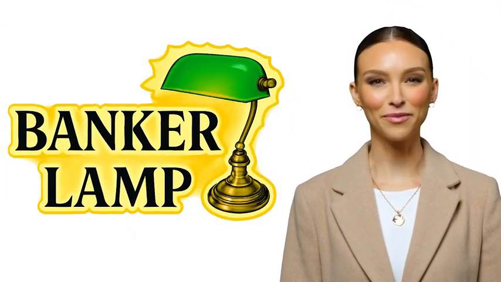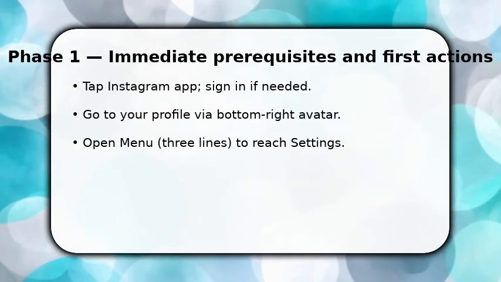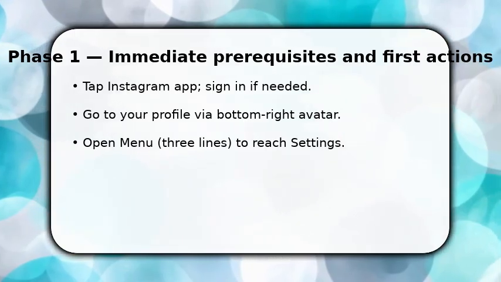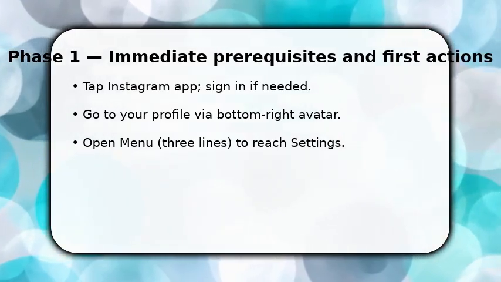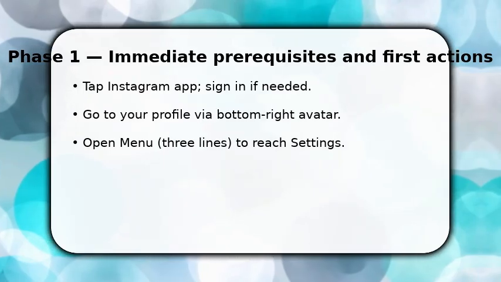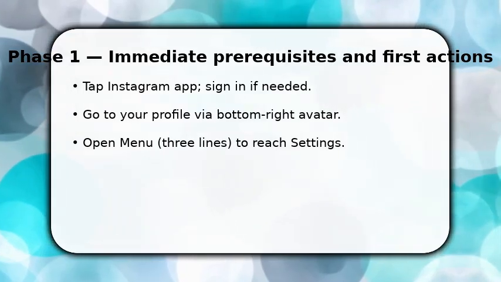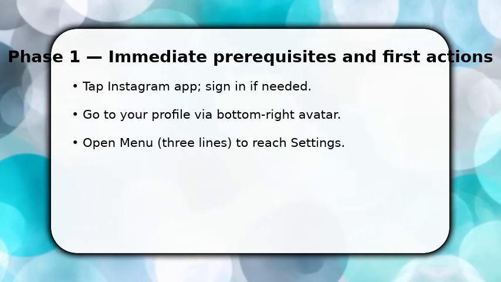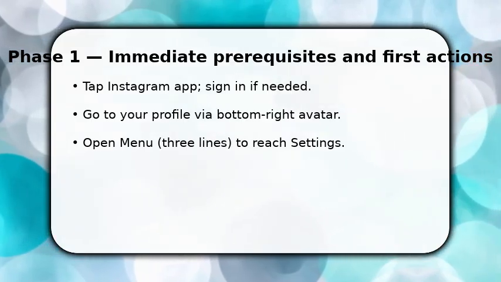Please enjoy the video. You start by opening Instagram and signing in. Once done, tap your profile avatar in the bottom right. This shows your account. Next, tap the three-line menu at top right to access settings. This is where History Tools live.